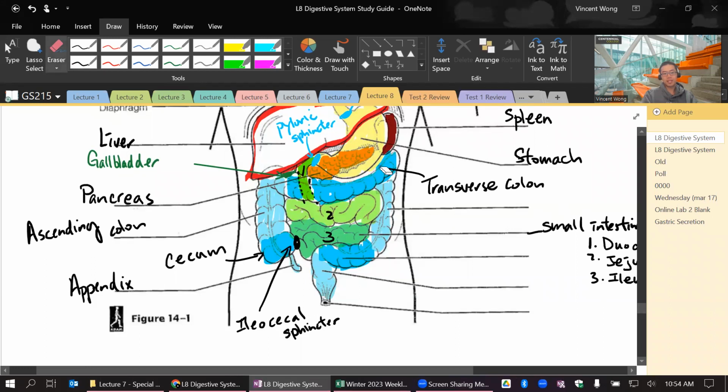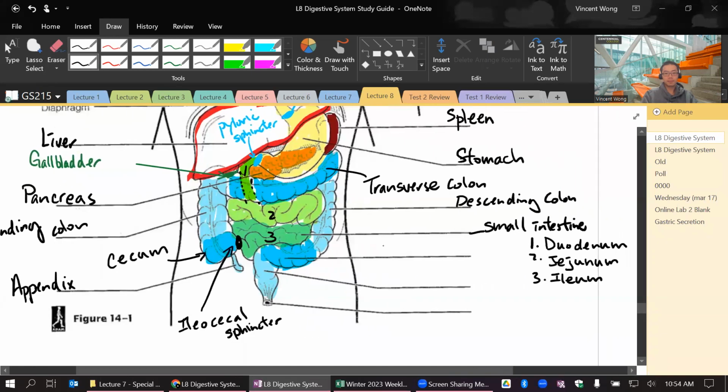Well, if going up is ascending, then coming down must be descending colon. It's going to go down. And then you have a little bit of a sideways thing here. That's called a sigmoid. Sigmoid colon.